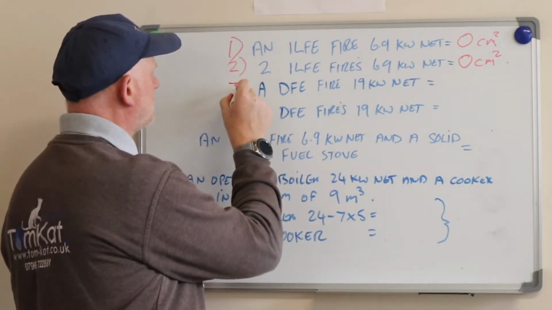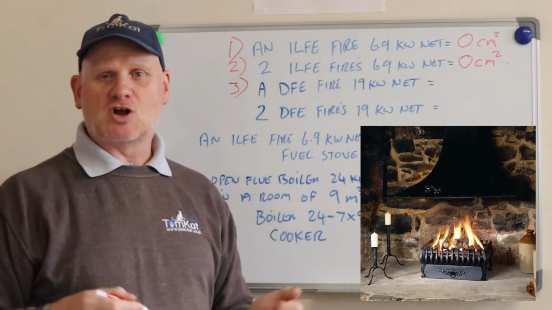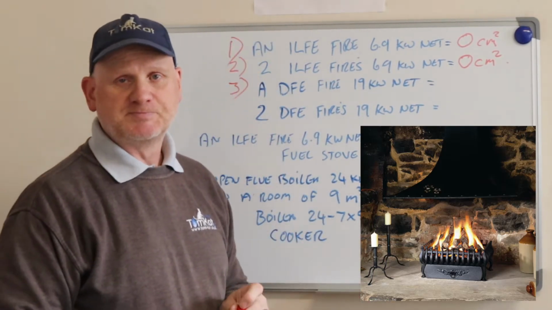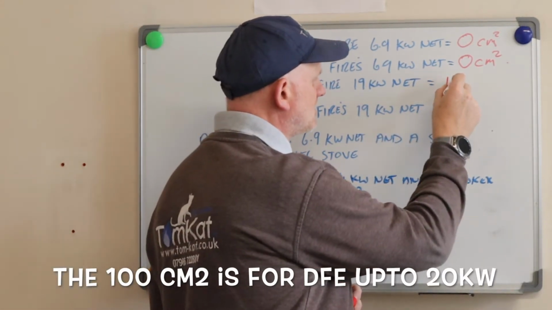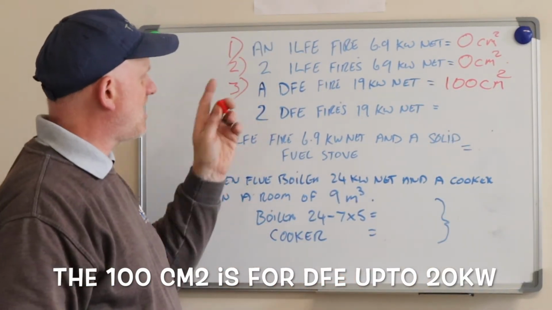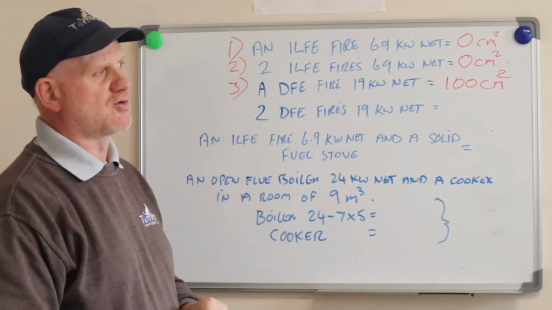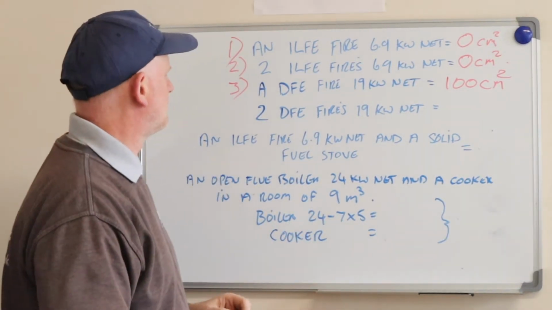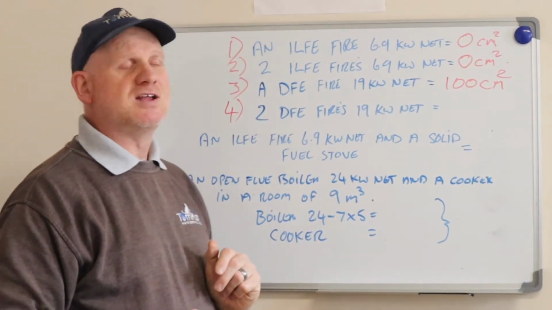Number 3. A DFE fire of 19 kilowatts net is installed in a living room. What ventilation does that require? 100 centimetres squared, did I hear you say? Well, if you did, you would be bang on. A DFE in a living room would require 100 centimetres squared of free air as a standard, unless the manufacturer says otherwise.